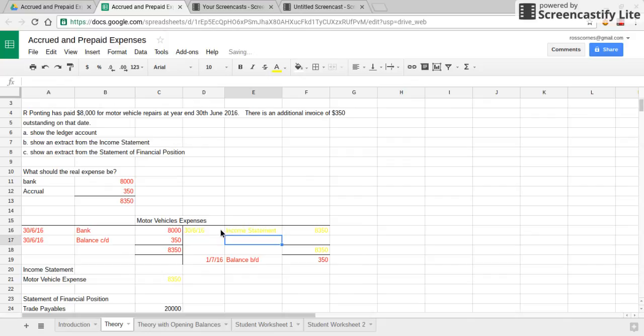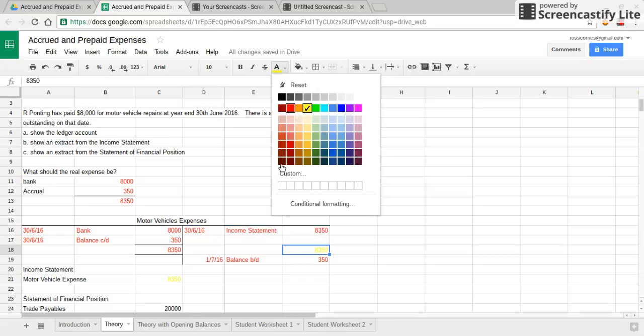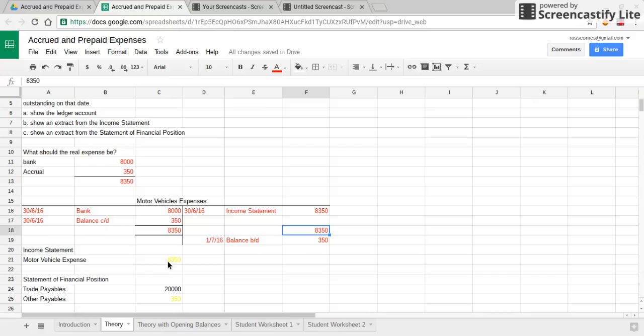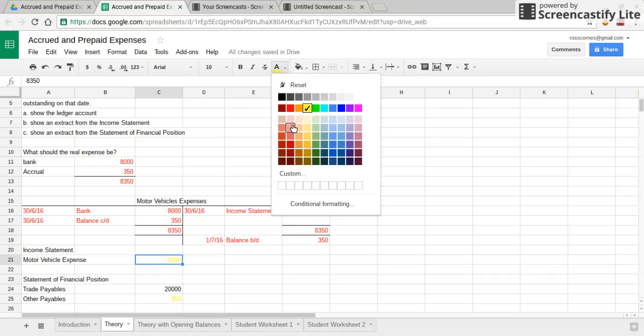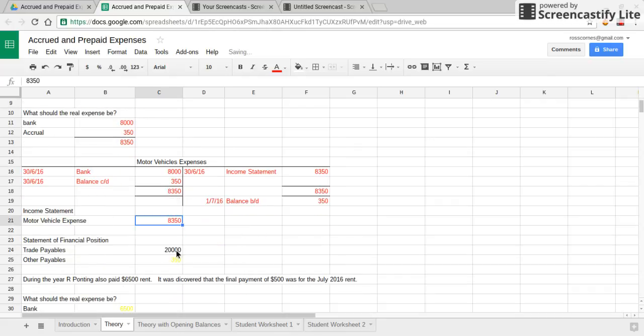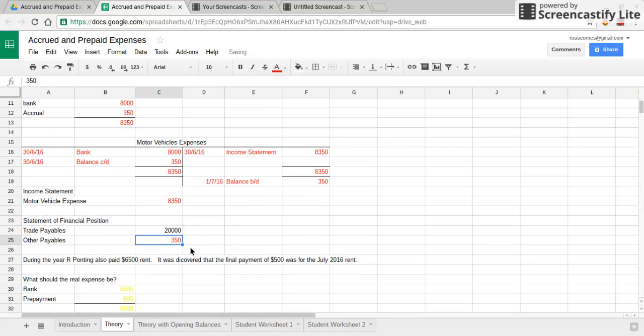The amount that will appear in the income statement will be the whole $8,350. Okay, so the income statement extract: $8,350. And the one that's a little bit different, the statement of financial position. In the current liabilities, we've now got something called other payables. So trade payables is just for suppliers that we owe money to. Your other payables, which are going to be $350, are other people that the business owes money to.